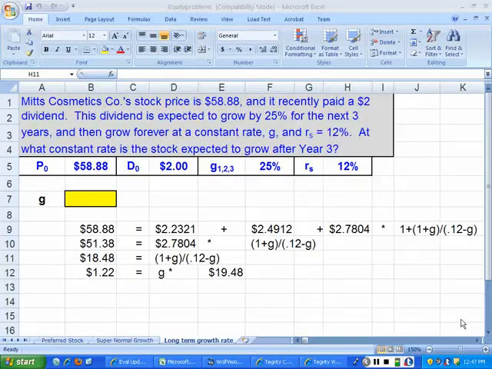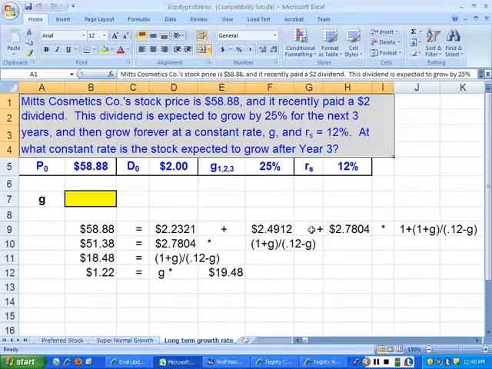Okay, this is a pretty interesting problem that we've got here. It's taking a look at the non-constant growth model, but in this instance, rather than find the price, it wants to find the growth rate that's implied by the price.